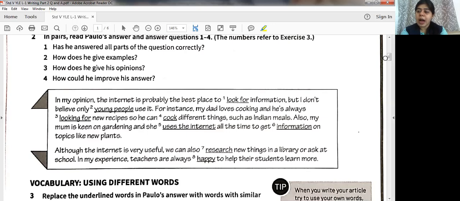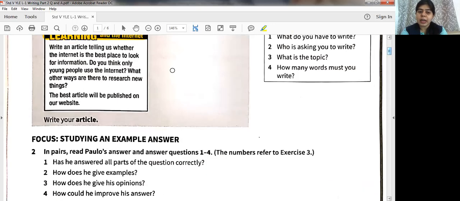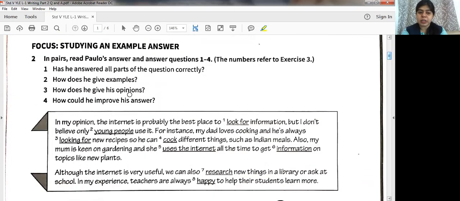So, this is the article for the notice that is being written. Now, in the notice, the publisher had asked to mention that do you think only young people have used the internet? So, here he has answered the question. Okay, so has he answered all the parts of the question correctly? It is yes.